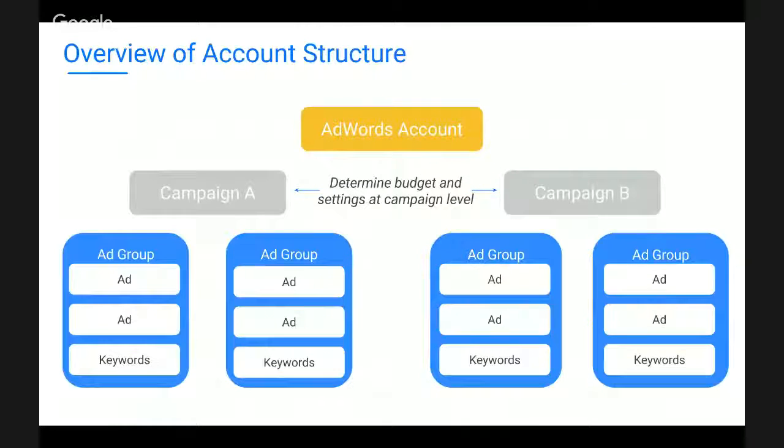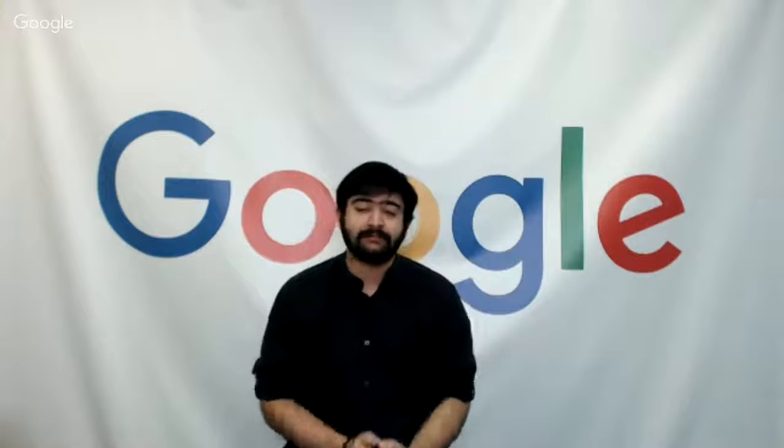Now, this is basically what an AdWords account looks like. You have your account at the top, under which you have your campaigns, and inside which you have your ad groups, ads, and keywords. Now, one very frequently asked question which we get is, what exactly is the difference between a campaign and an ad group? Do they have different functionalities? Why at all do they exist in the first place?